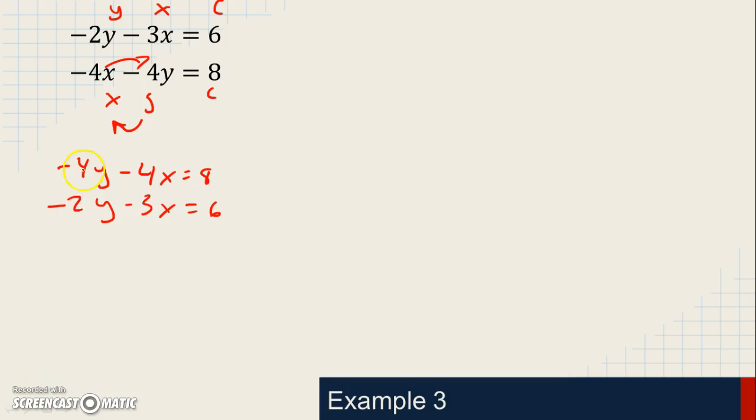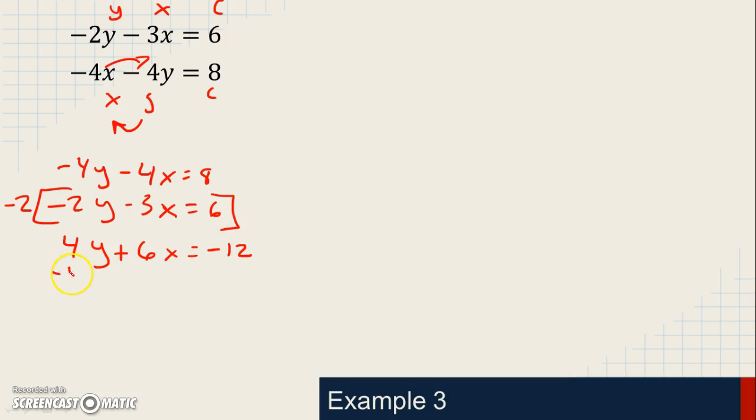Look for factors. 2 is a factor of 4. 3 is not a factor of 4. That makes it a little easier. I'm just going to go ahead and multiply this bottom equation by negative 2. Why did I choose negative 2? Because that will give me a positive 4, which is the opposite of the negative 4 in the upper equation. So I go ahead and multiply through, and I end up with positive 4y plus 6x equals negative 12.